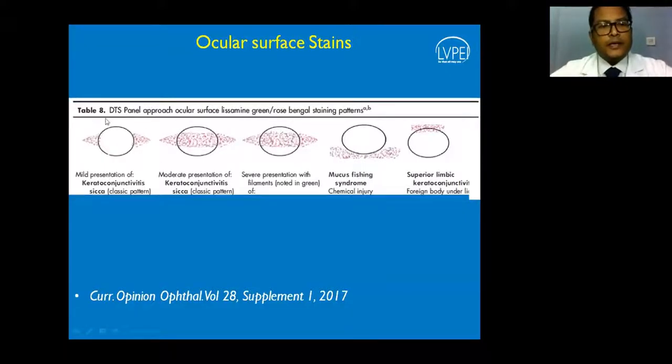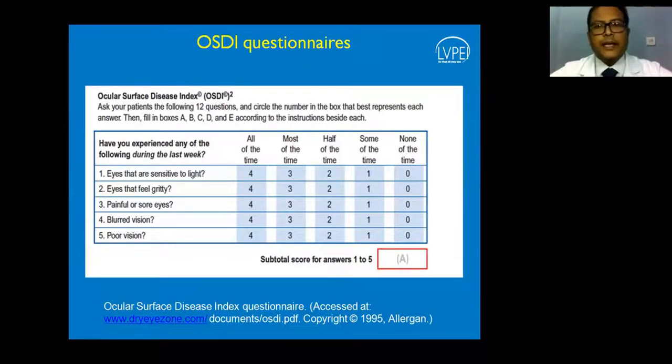Similarly, these are the patterns of rose Bengal staining, where moderate or severe keratoconjunctivitis sicca may have diffuse patterns of staining, as opposed to SLK, which is superior limbic keratoconjunctivitis, and mucus fishing syndrome or chemical injury, where the surface is stained superiorly and inferiorly respectively. In addition, it is useful to administer an ocular surface disease index questionnaire.